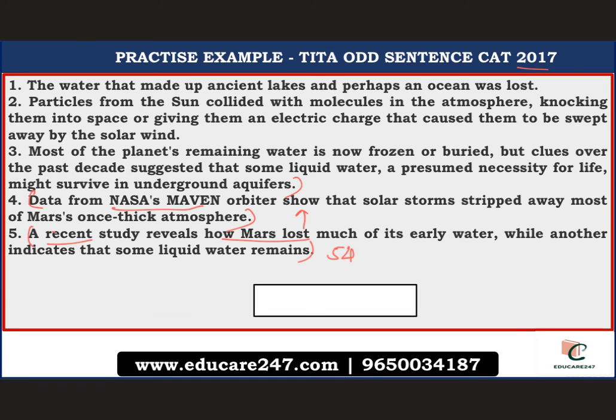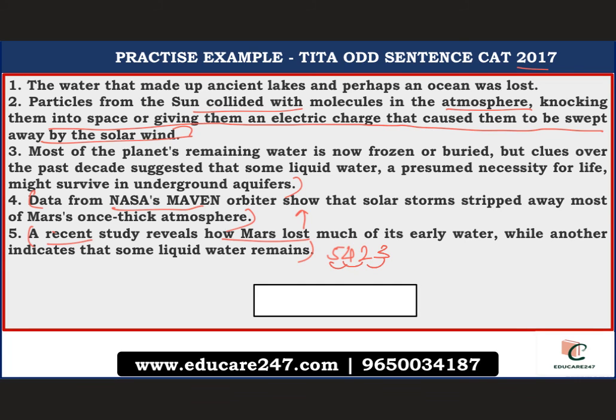Alright. Now sentences 4 and 2 relate to how Mars lost most of its early water. Alright. If you see sentence number 2. Particles from the sun collided with the molecules in the atmosphere, knocking them into space and giving them electric charge that caused them to be swept away by the solar wind. Alright, so 4 and 2 are in sync again. And which would be the next sentence? Sentence number 3. Why? Because sentence 3 explains where liquid water remains. Alright, which is very important and vital. So all of them are in connection.